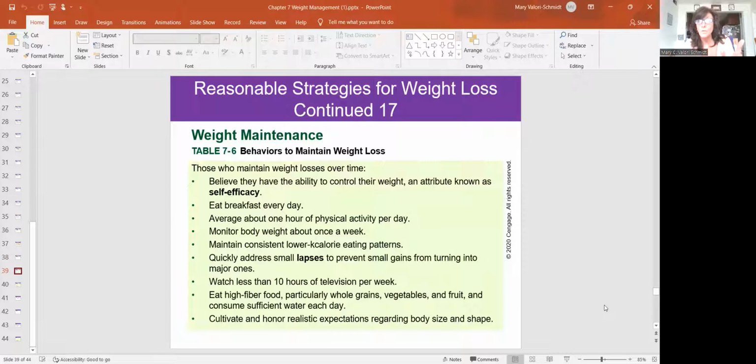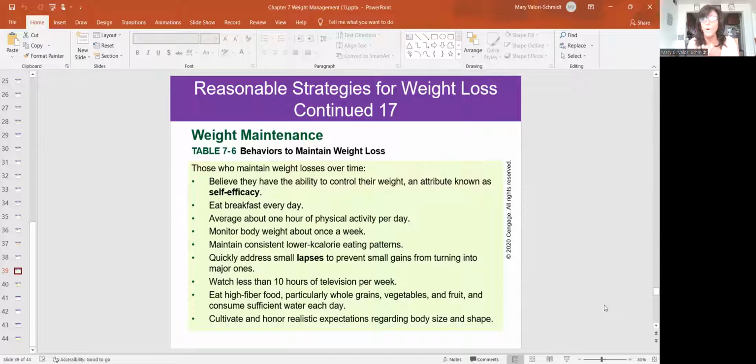There are some behaviors to maintain weight loss, right? People who lose weight and keep it off understand that they are in control. They have the ability to control their weight, and that's known as self-efficacy. I'm effective. They eat breakfast. You shouldn't skip breakfast. Your body needs something. Usually about an hour of physical activity of one type or another every day.